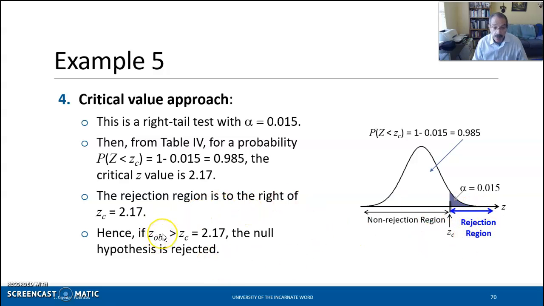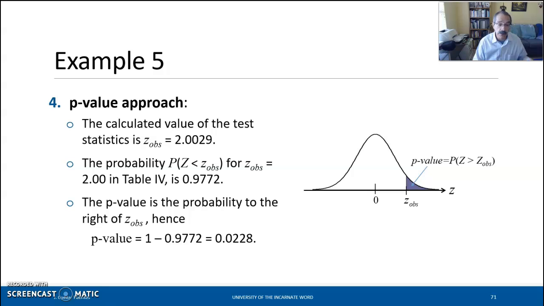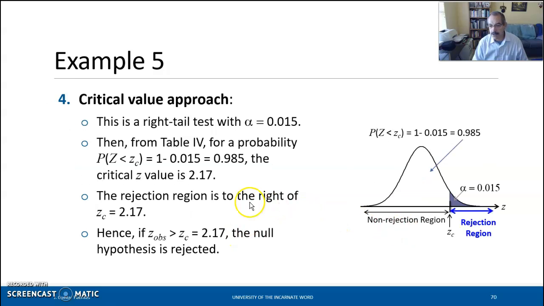So if the observed value of the test statistic is in that rejection region, of course, we're going to reject the null hypothesis. Now, if we decide to use the p-value approach, then we use the calculated value of the test statistic, z observed. And then if you go into table 4, you find that the probability for z less than the z observed of 2 is 0.9772. But that's a probability to the left of the z observed. We want the probability to the right because that will be the p-value. So we do 1 minus 0.9772. So the p-value is 0.0228. And that makes sense because it's just the area to the right of the z observed. All right, good. So now we have the p-value and we know where the rejection region is.